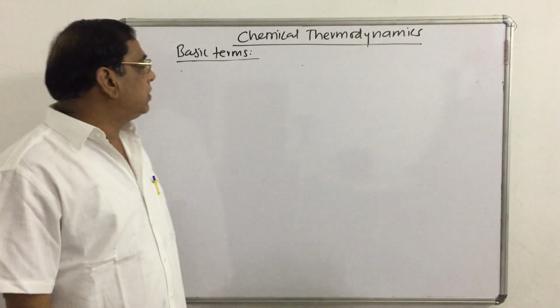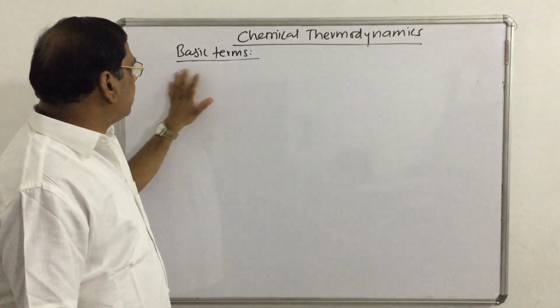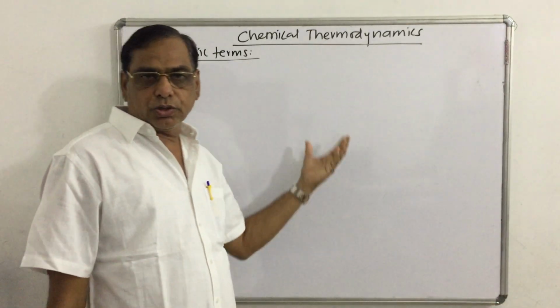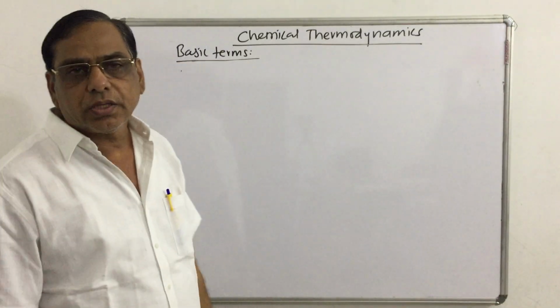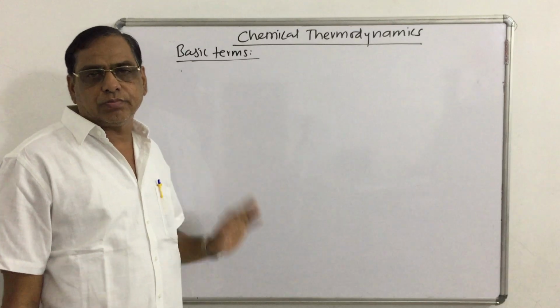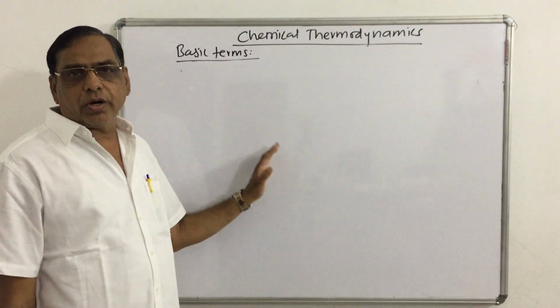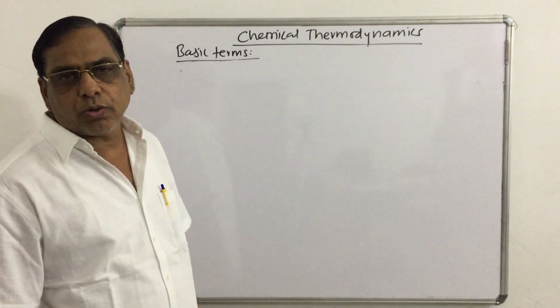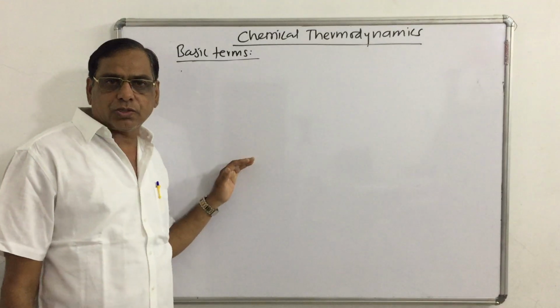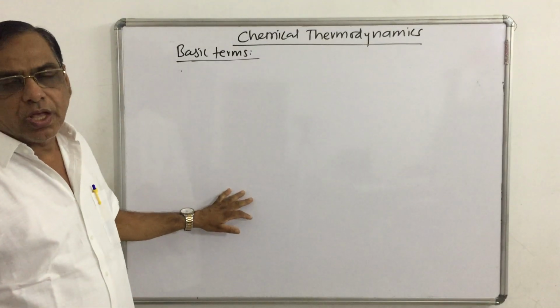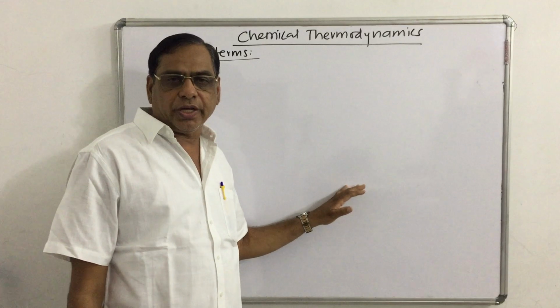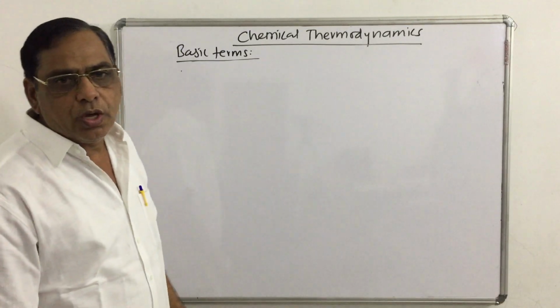Hello student. In this lecture we want to study again the basic terms. In the last videos we have already studied some basic terms like system, surrounding, or boundary, homogeneous system, heterogeneous system, open system, isolated system, closed system. After that we saw properties: extensive properties, intensive properties.